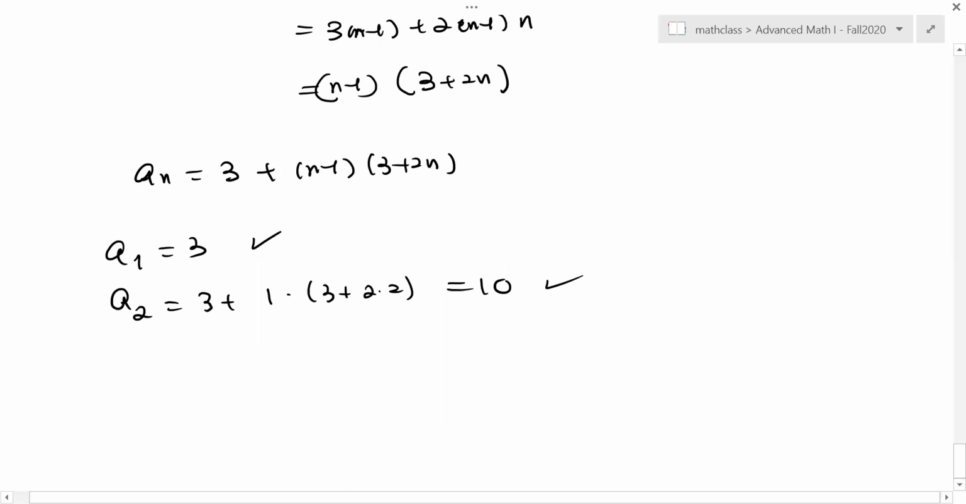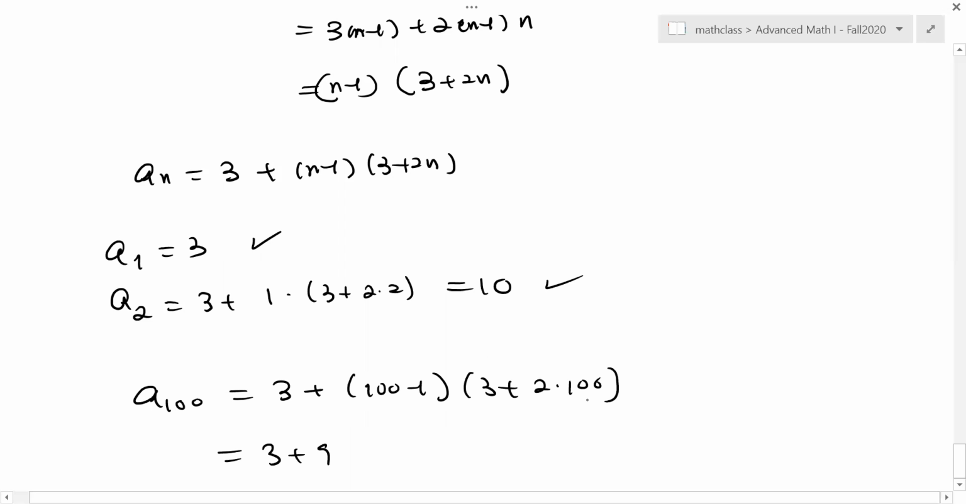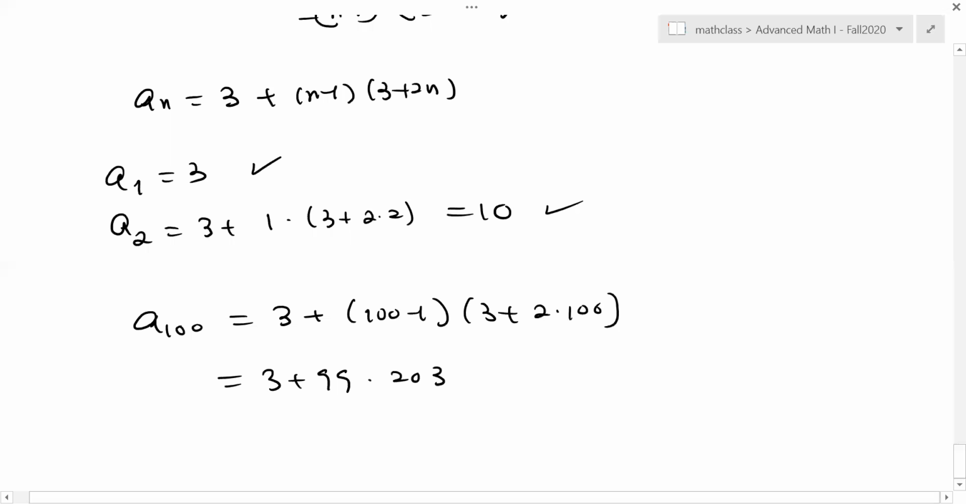Okay. So what is the 100th term, right? 3 plus 100 minus 1, times 3 plus 2 times 100. So it's 3 plus 99 times 203, right? Then you multiply this out, then you get the answer.